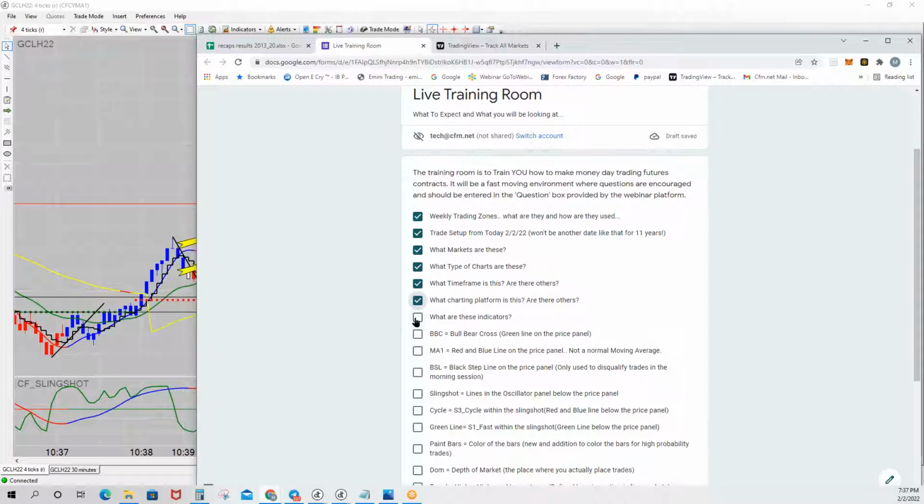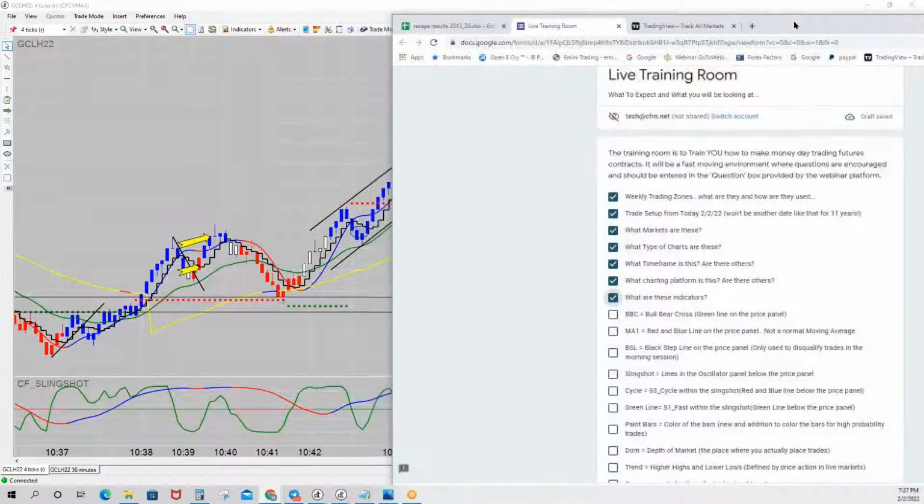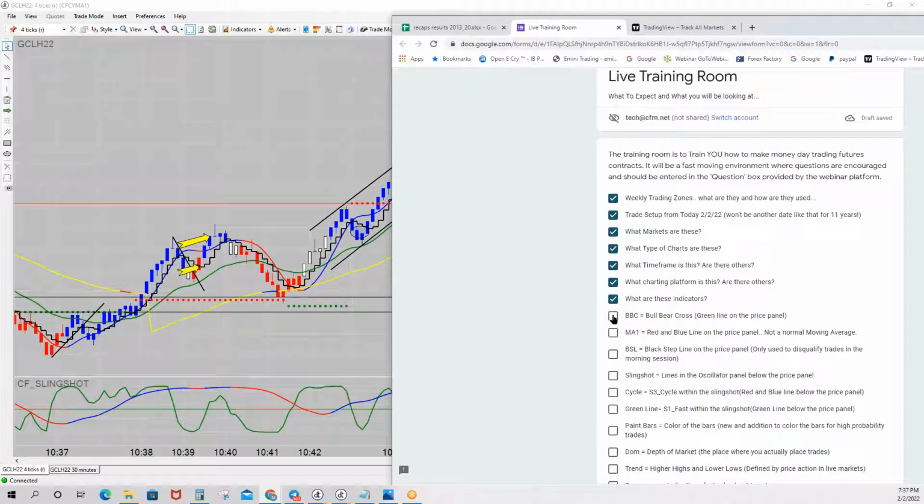Those are what the indicators are. I didn't go through all of the indicators yet, but I went through a couple of them, just the ones that are up here. Now, the BBC is the green line right here. Let me slide this over a little bit. The MA1, I said, is the red and blue line right here. The black step line is right here.